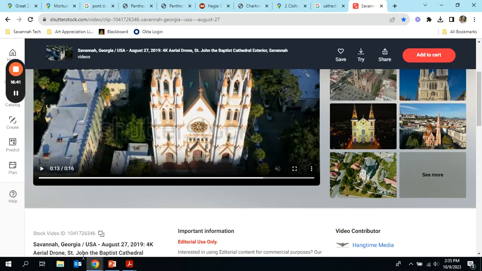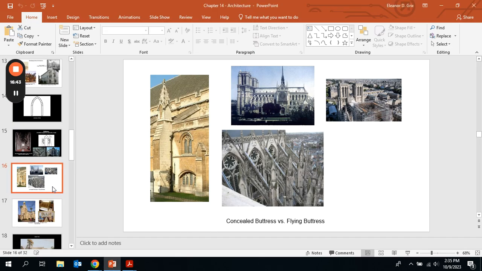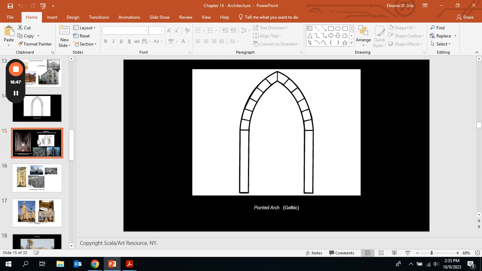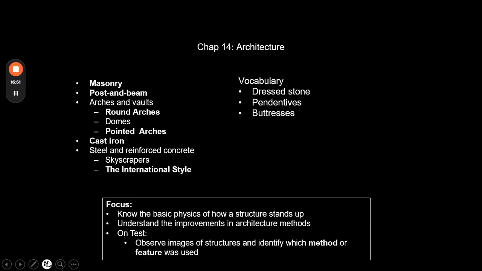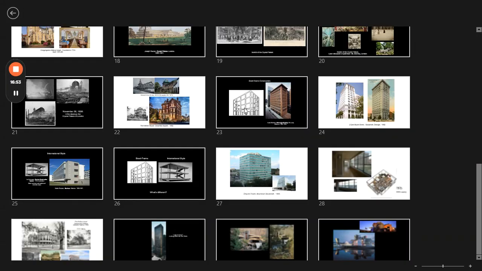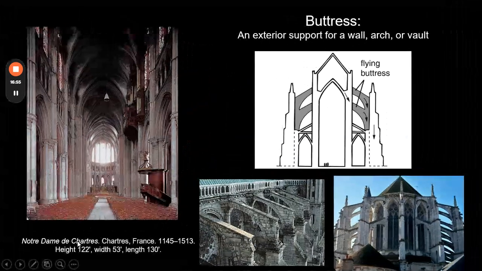But I'm getting technical now. As far as the test is concerned, what is this? This is the pointed arch. It's called the Gothic arch, and it is necessarily supported by buttresses.